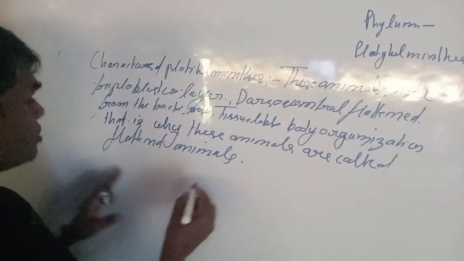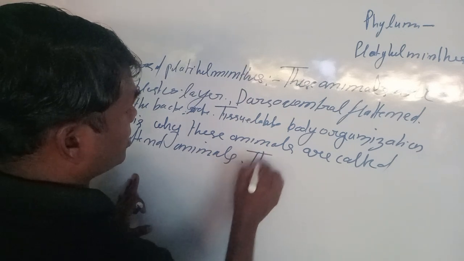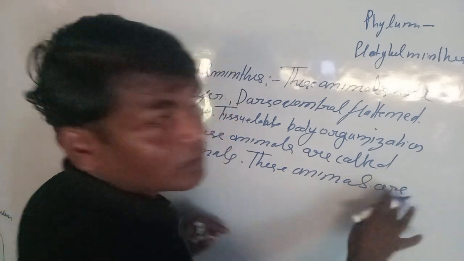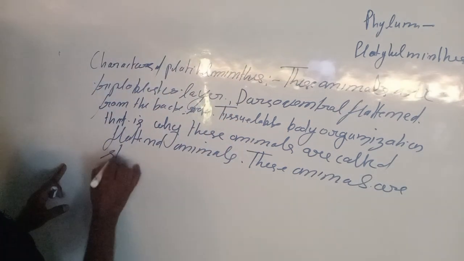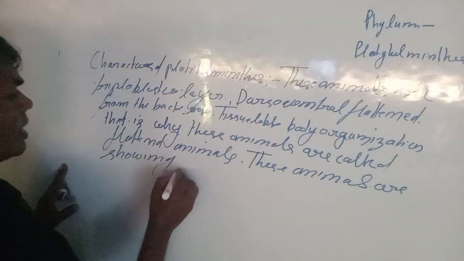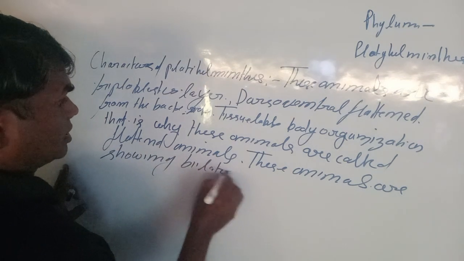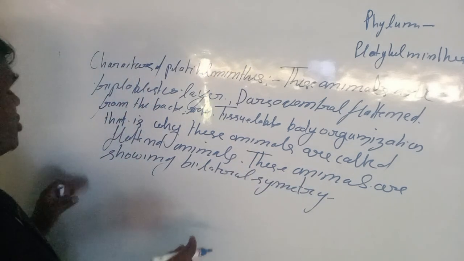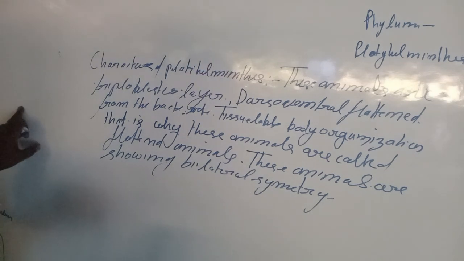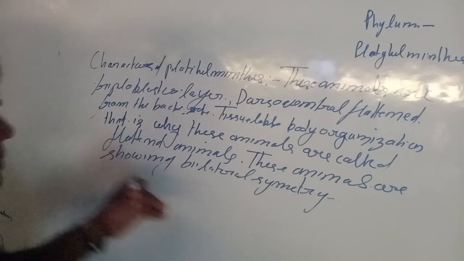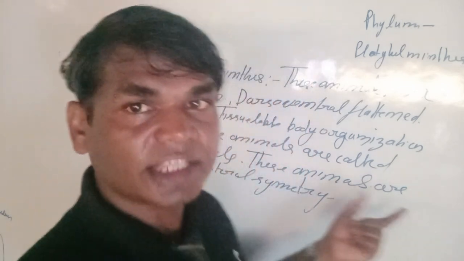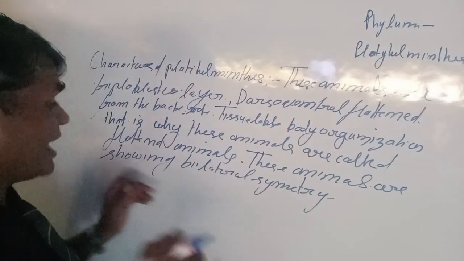These animals show bilateral symmetry, literally two laterally symmetrical sides. Bilateral symmetry means that, from a symmetrical point of view, the left and right halves of the body have the same design. That is why these animals are kept in the bilateral symmetry form.